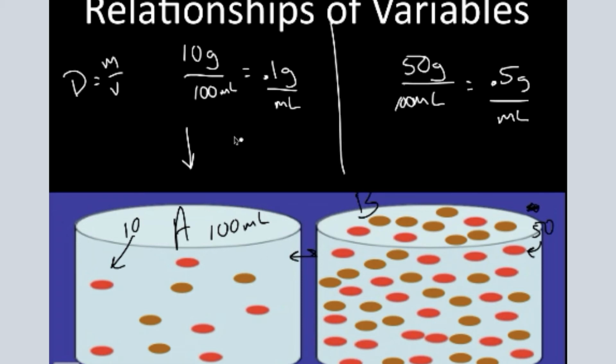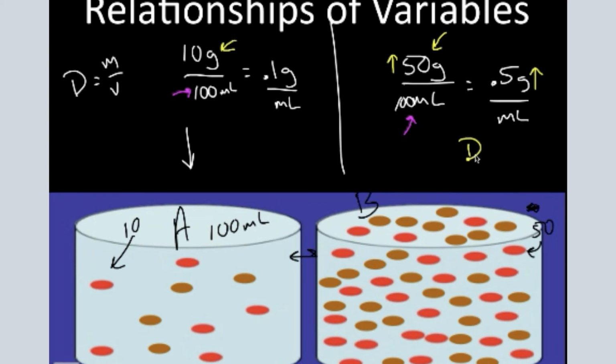Now let's take a look at the differences between these. Again, this guy's more dense. 0.5 is more dense than 0.1, but look at what stayed the same. In both examples, the volume stayed the same. The only variable I changed was the mass. I changed the mass of each one. Here, I made the mass go up. And look what happened to the density. The mass went up compared to this, and the density also went up.